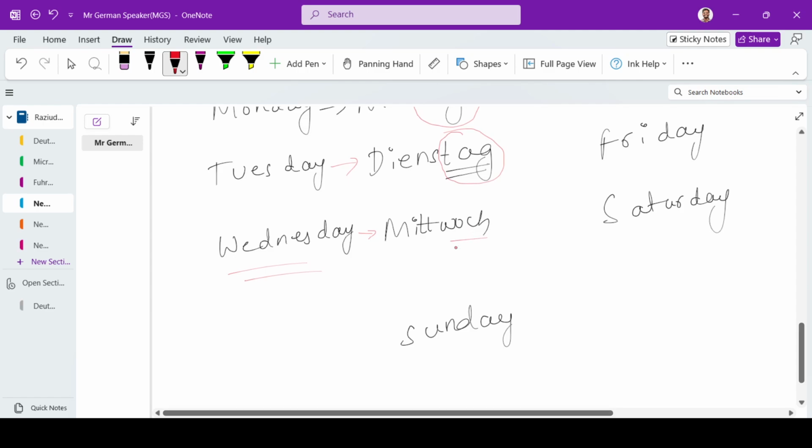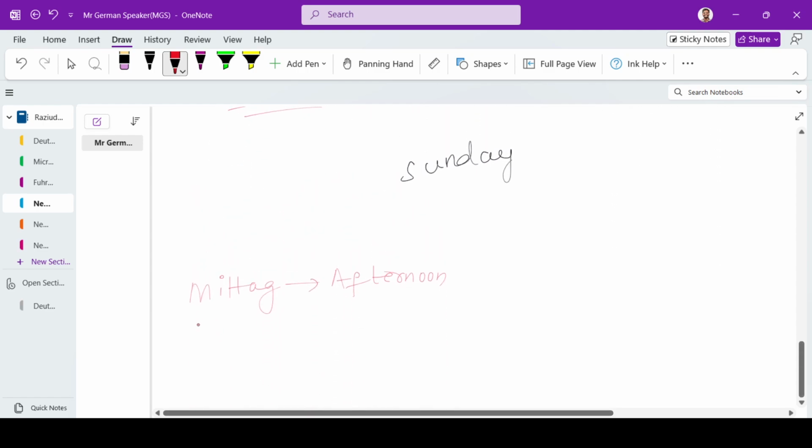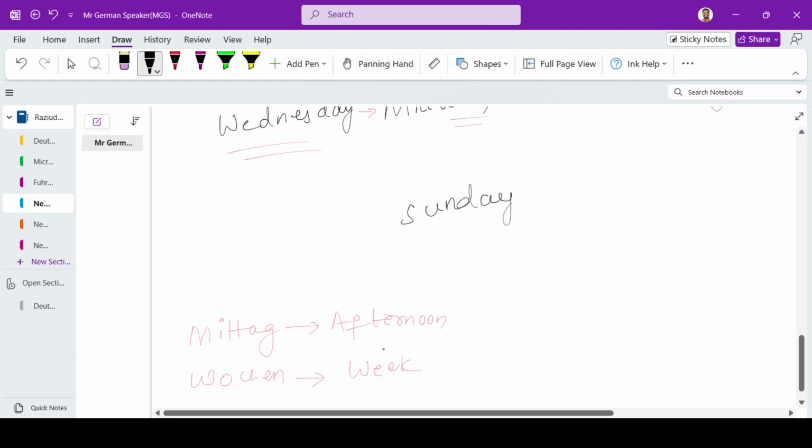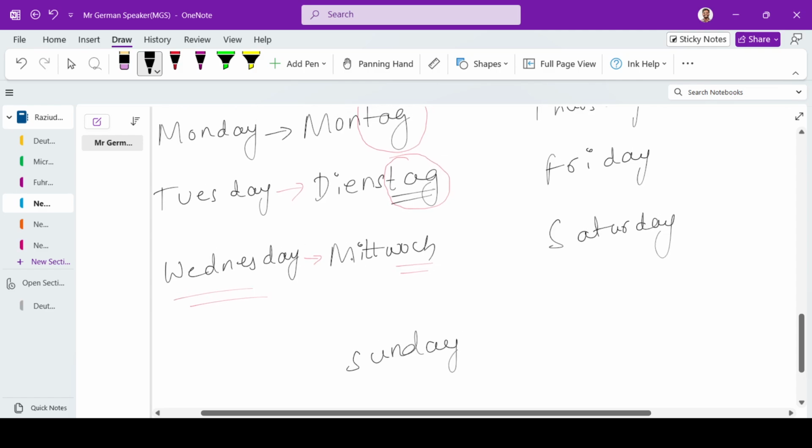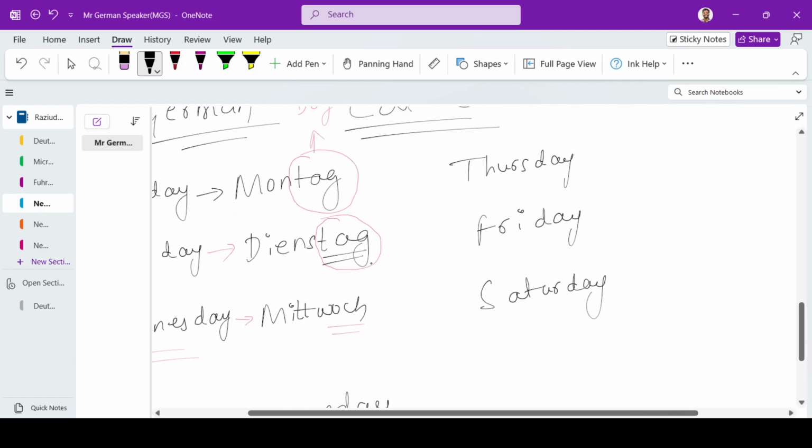And why did we say Woch? Because in German, Wochen is week, like 1 week, 2 weeks, 3 weeks, right? So Mittwoch is like the middle of the week. You say Monday, Tuesday, Wednesday is like the center of the week, so that's why it's called Mittwoch.